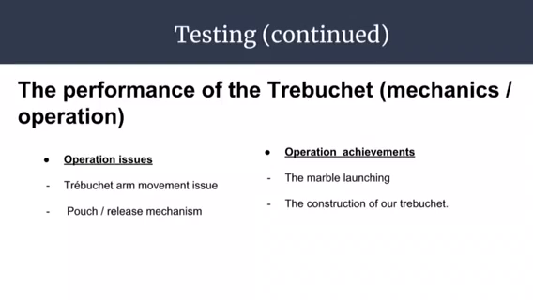The second part of our testing consisted of the mechanics and operation of the trebuchet itself. Some operation issues we faced during building our trebuchet was that we realized the hole cut out for the trebuchet throwing arm was too big for the other PVC pipe that held it together, resulting in a wobbly effect that threw both the projectile and the throwing arm out of balance every time.